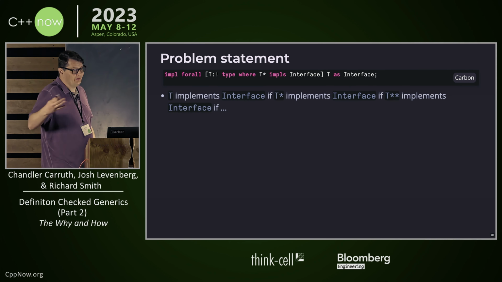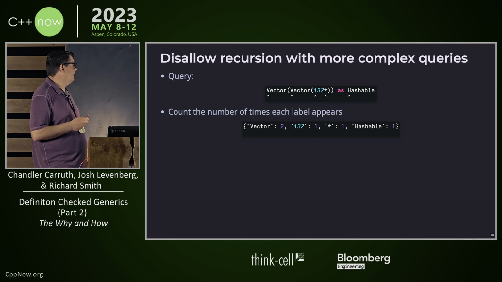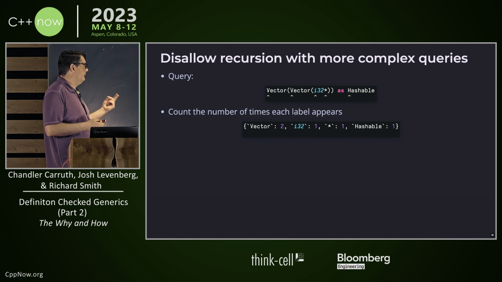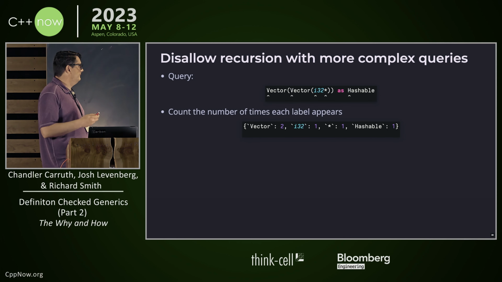So what do we mean by strictly more complex? Well, suppose we've got a query like this, where we're saying, is vector of I32 star hashable? What we want to do here is look at the labels in this, where a label is something like vector or I32, or the star that's constructing a pointer type, or the hashable interface. And we want to count the number of times each of those appears. And so we've got two vectors, one I32, one star, one hashable.